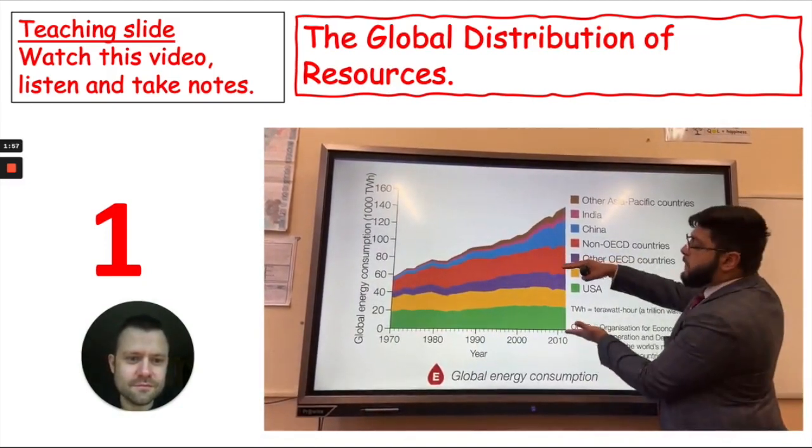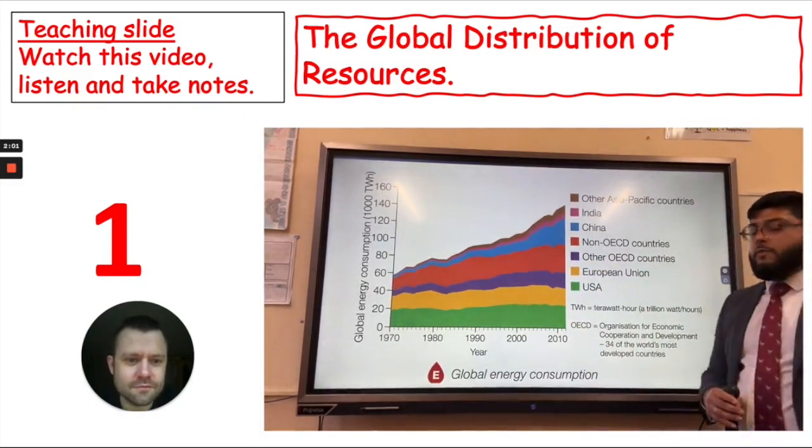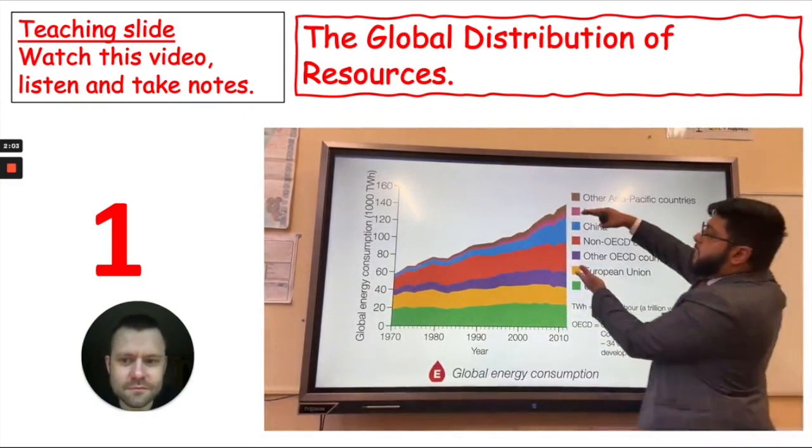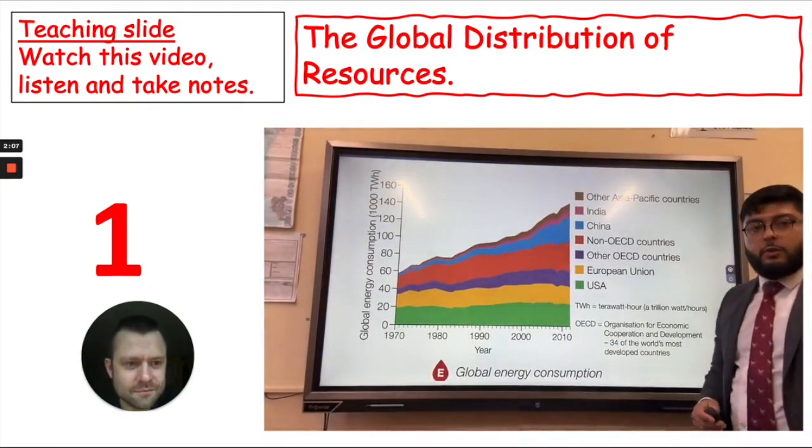So most of the world's energy gets used by OECD countries, or the 34 of the world's most developed countries, with LICs and NEEs taking up a smaller portion of the world's overall global energy consumption.